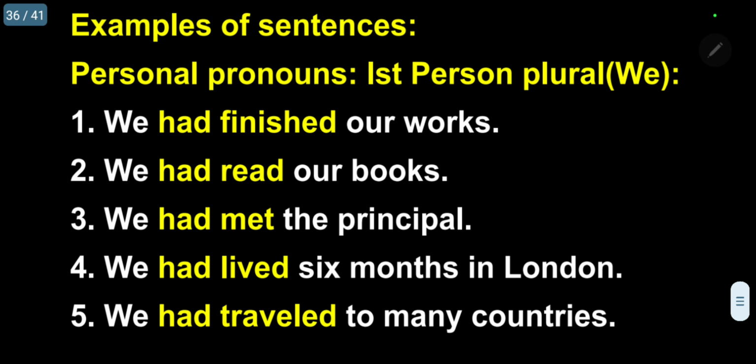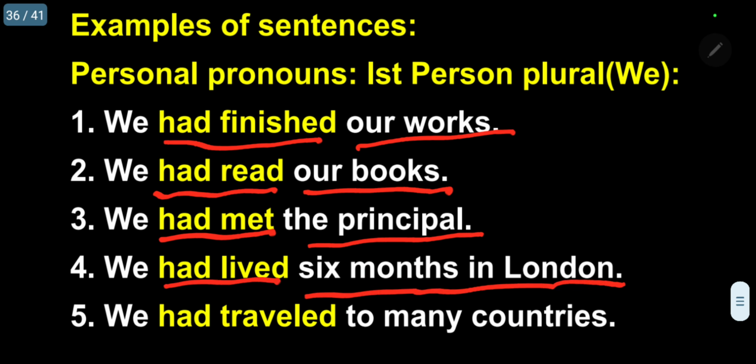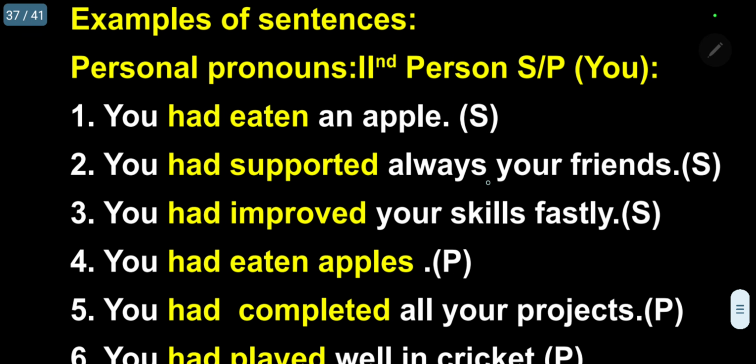Let me go for the second, the plural, first person plural. As usual, we had finished our work. We had read our books. We had met the principal. We had lived 6 months in London. We had traveled to many countries. Examples of sentences for personal pronoun, first person plural, we. Okay. Now, examples of sentences for second person, which can be used as singular as well as plural.